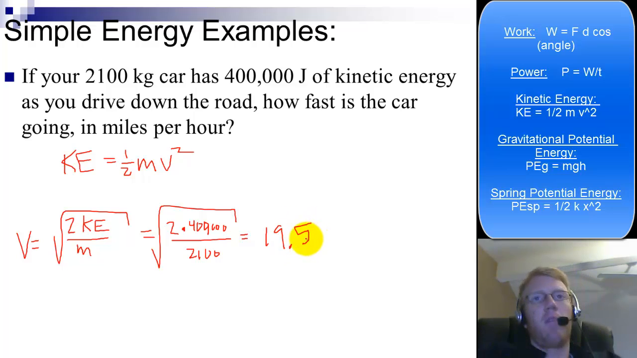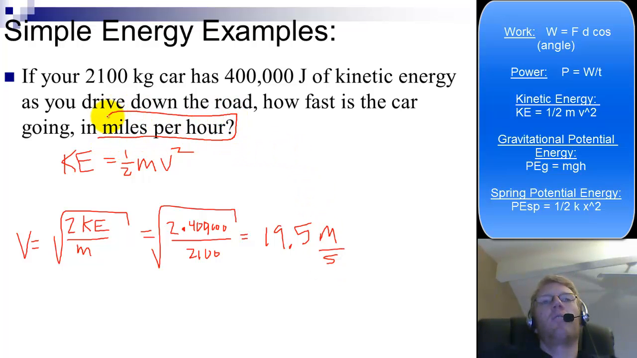Oh my goodness, what are my units? Well, if I put in kilograms and joules, those are SI units, so I'm going to get out SI units, which are meters per second. But the question is, how fast am I going in miles per hour? Alas, we need to learn how to convert, or remember how to convert, since we already learned.